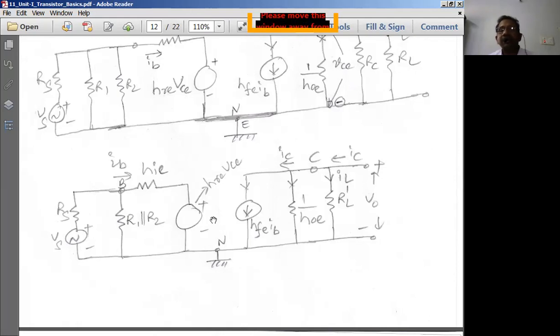In the examination, a very simple question is the one where he gives us the various H parameters such as HIE, HFE, HOE, HRE. He'll ask us to find out the overall current gain of the circuit, the overall voltage gain, the overall input resistance, and the overall output resistance of the entire circuit. These are nothing but parameters of the circuit.